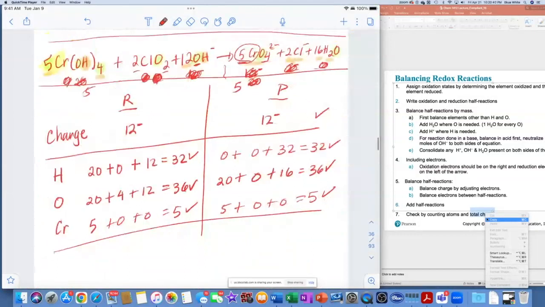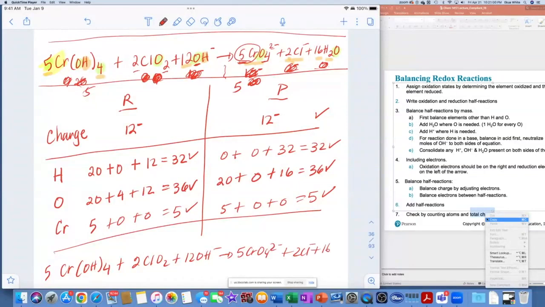And the balanced equation is essentially 5 CrOH4 plus 2 ClO2 plus 12 OH minus to give us 5 CrO4 2 minus plus 2 Cl minus plus 16 H2O.